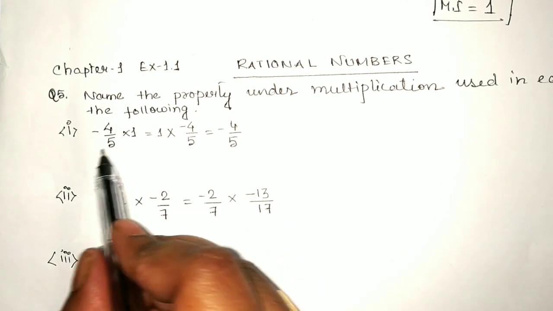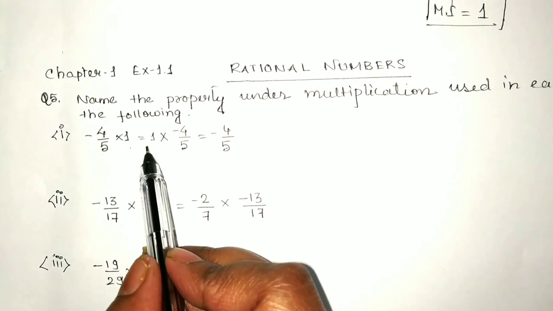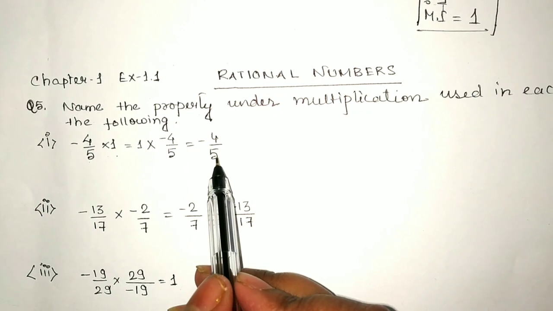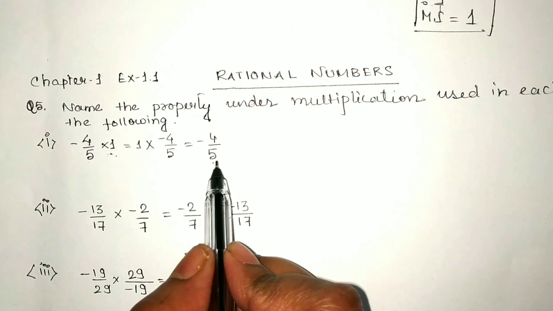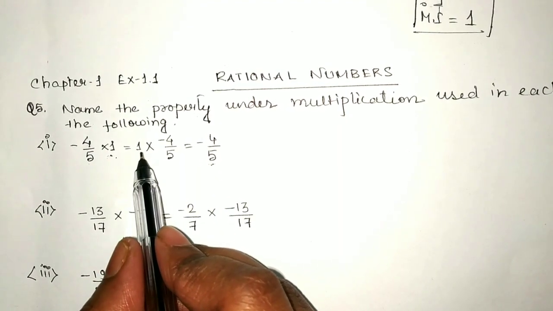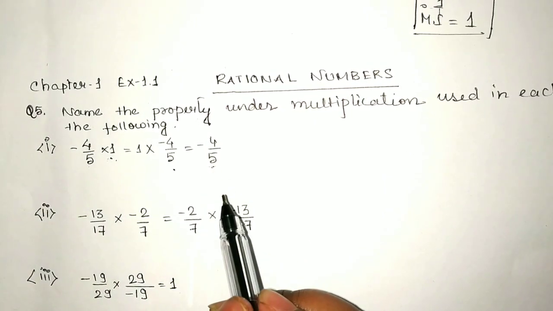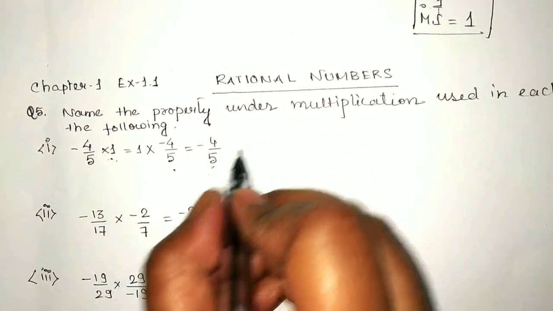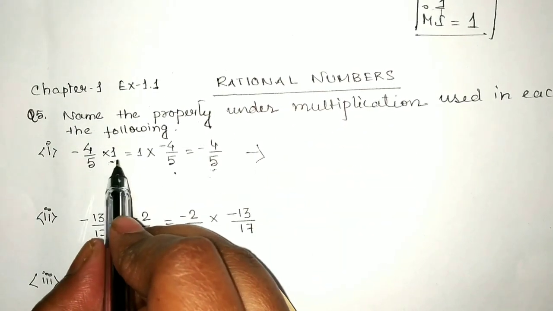So in the first one we have minus 4 by 5 into 1 is equals to 1 into minus 4 by 5 is equals to minus 4 by 5. That means after multiplying with 1 we get minus 4 by 5, and if we write 1 at first and multiply with minus 4 by 5, then also we will get the same answer. So this property we have seen in rule of 1, where we have seen that 1 is the multiplicative identity.